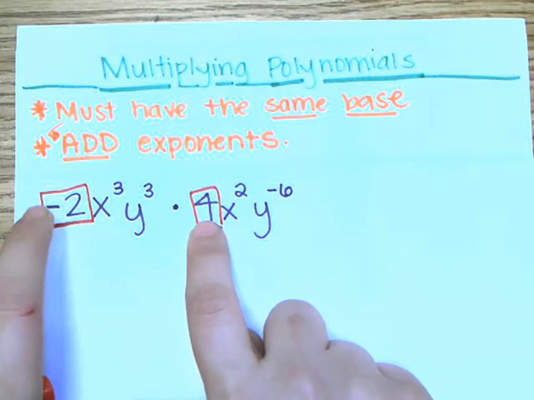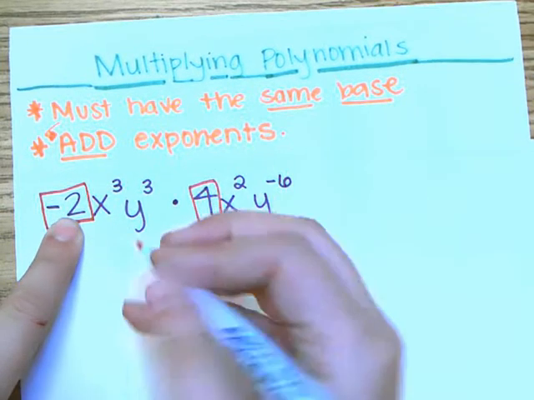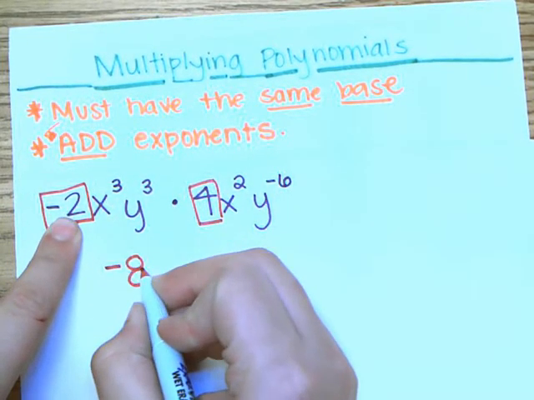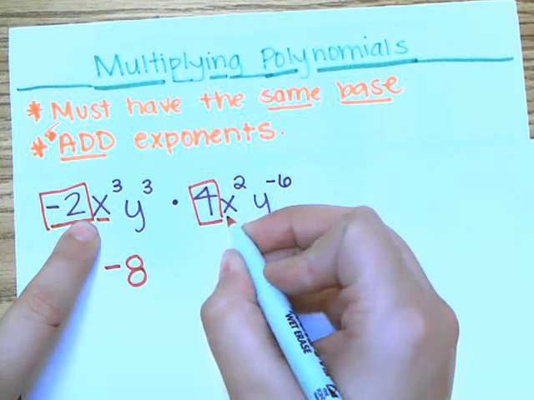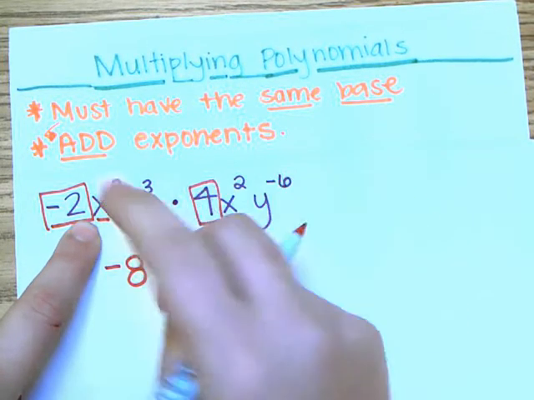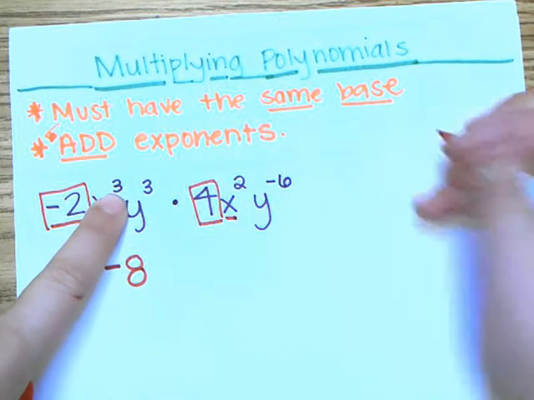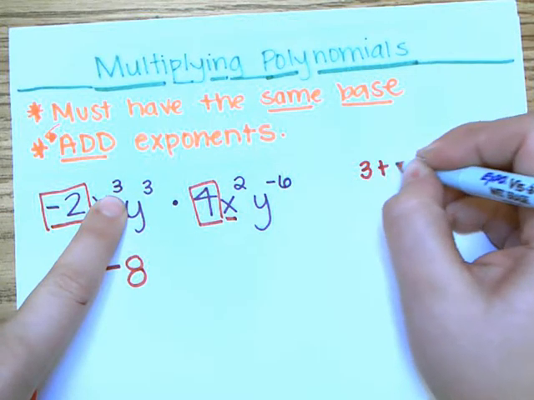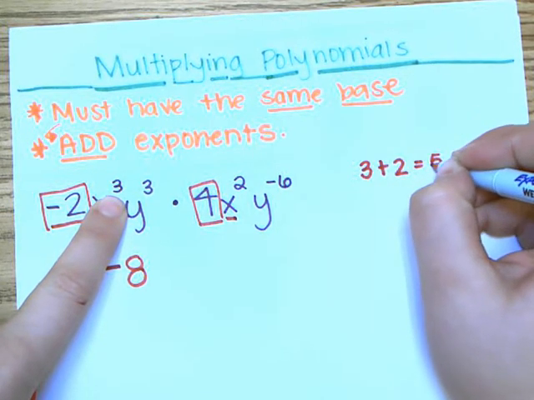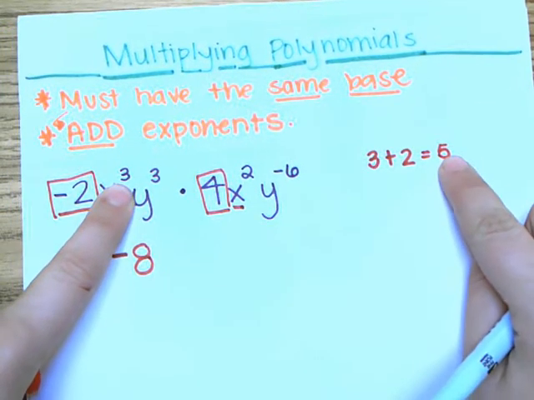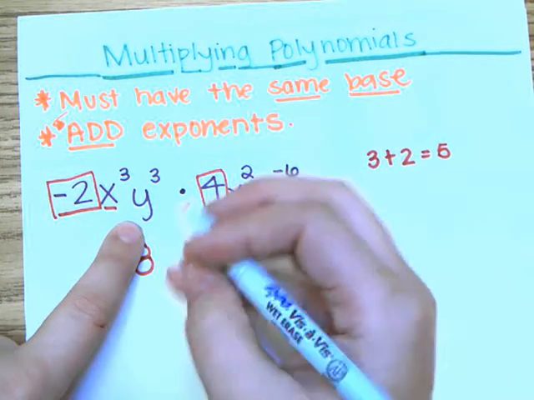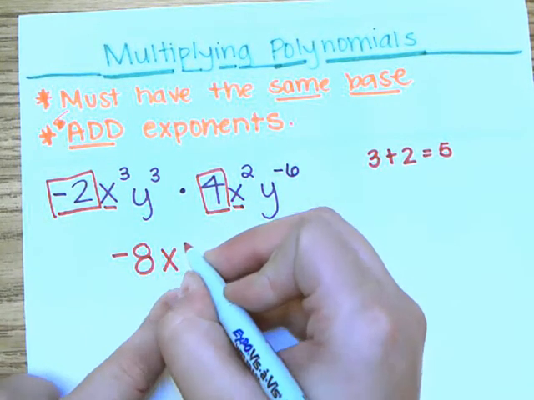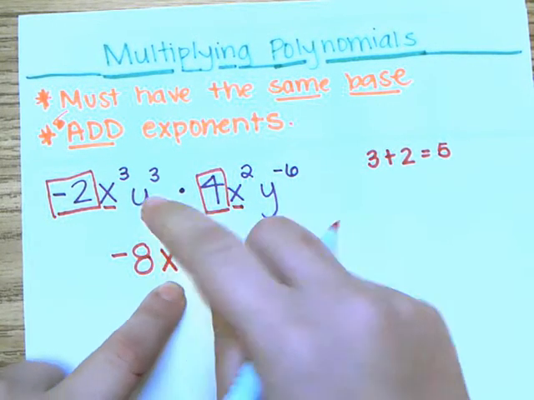So we are going to multiply these just like normal. So negative 2 times 4 is negative 8. And then this has the same base as that. So the rule is we are going to add the exponents. So 3 plus 2 is 5. And if it's positive when you add the exponents, then the variable stays in the numerator on the top.